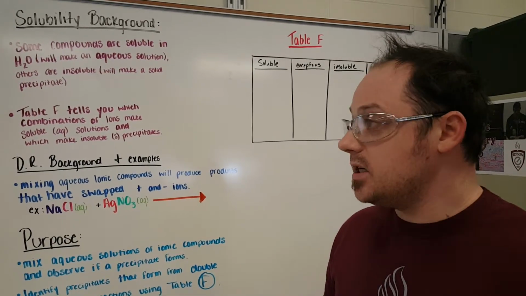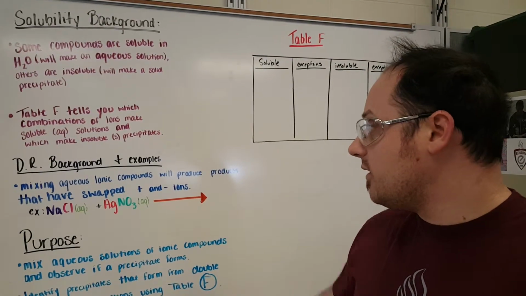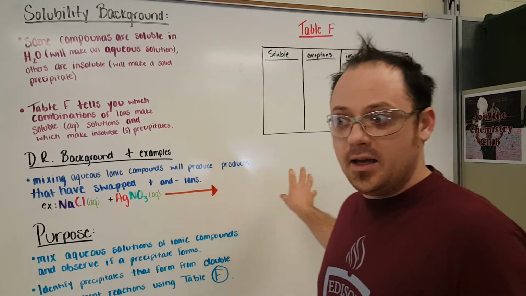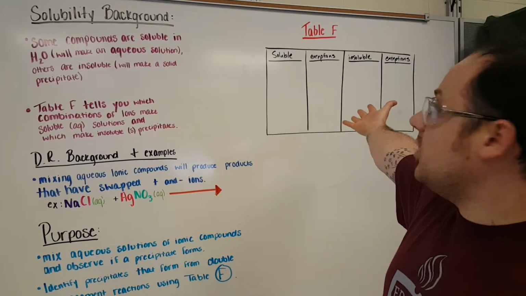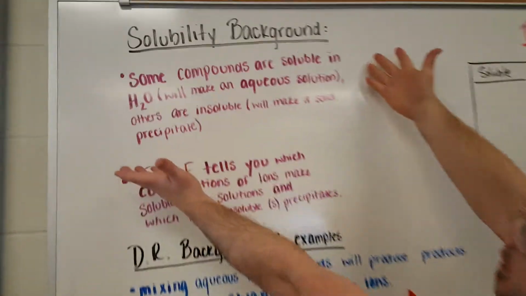I need to tell you about the background and the solubility rules, because you're going to have to predict the outcomes of 9 combinations of reactions and decide what you saw, if it was a precipitate or not, using this Table F solubility rule. So come on in here and zoom in.